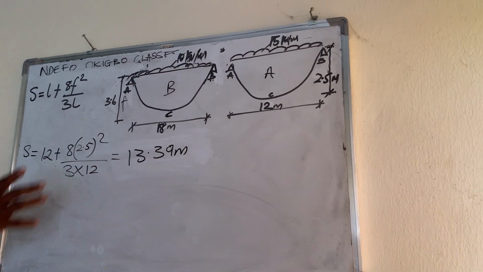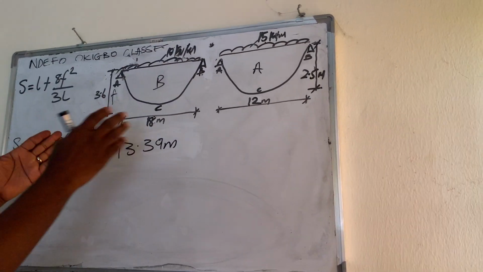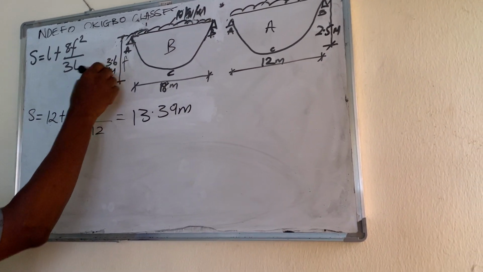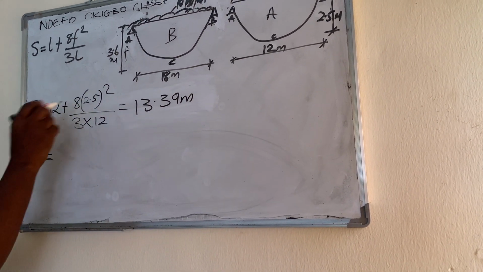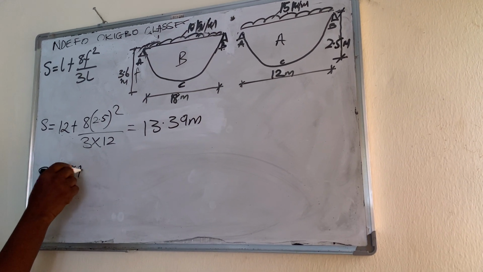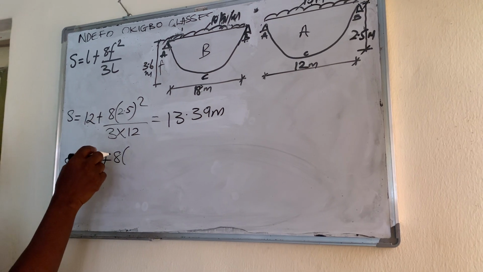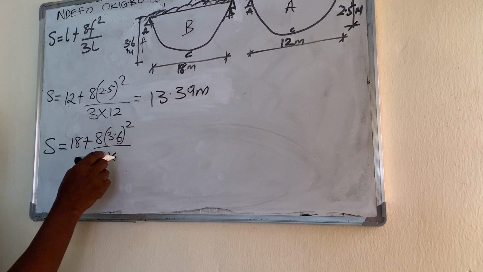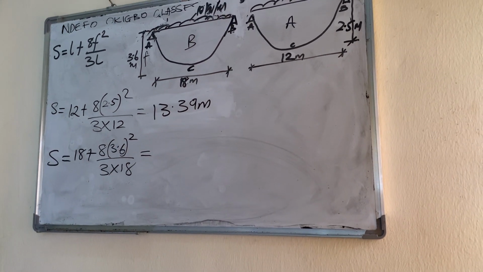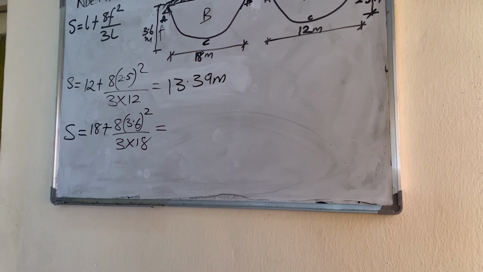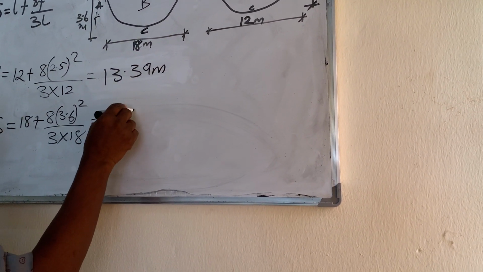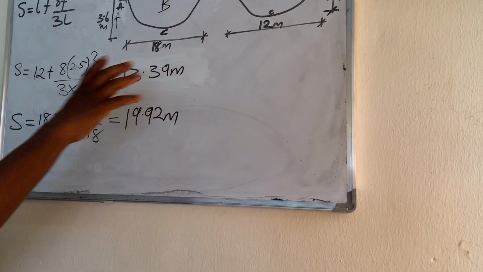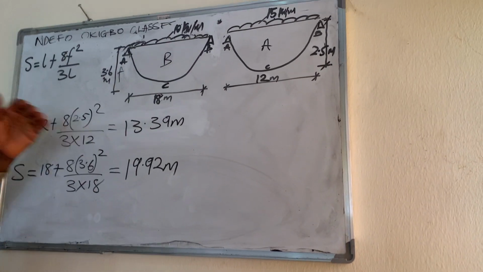This is the length. For this one, B, that is to cover a span of 18 meters and having a sag of 3.6 meters, the length of the cable will be the span, which is 18, plus 8 times the square of the sag, which is 3.6 squared over 3 times 18, which I got to be equal to 19.92 meters.